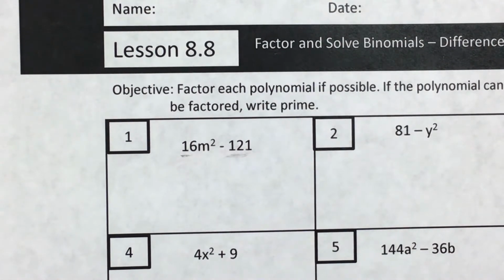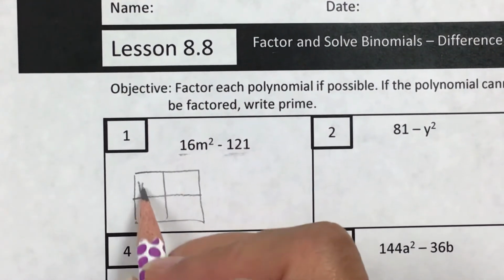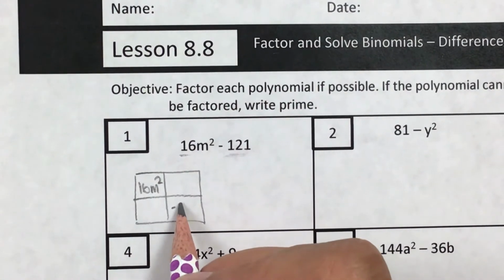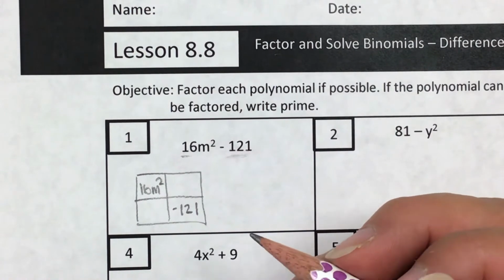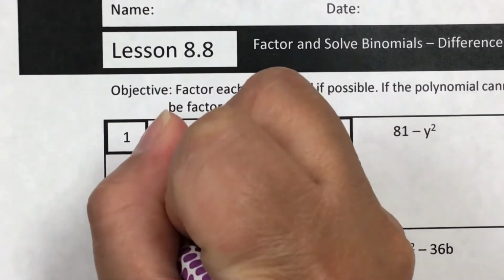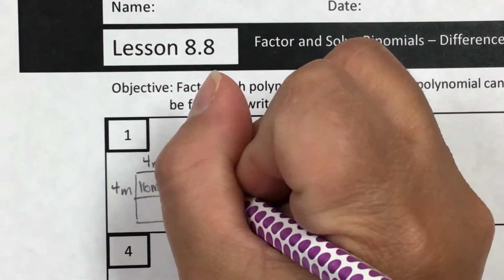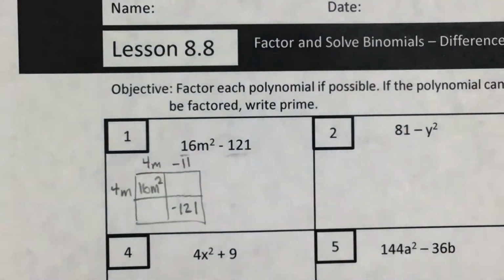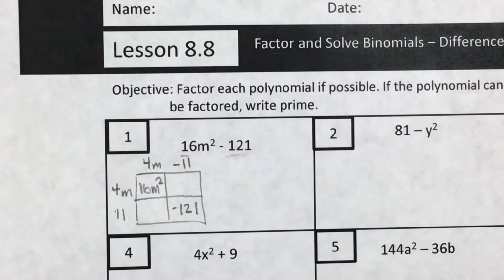We can do this the exact same way we've been doing this. Making a box. We write the 16m squared here and the negative 121 here. But this one is actually a little bit easier because we're actually going to work outside of the box already. Because I know this has to be 4m and 4m. Because that's the rule for perfect squares. Since this is a negative 121, one of these factors will be a negative 11, and the other one will be a positive 11. So if you don't like this new method, we can still do the same old method.